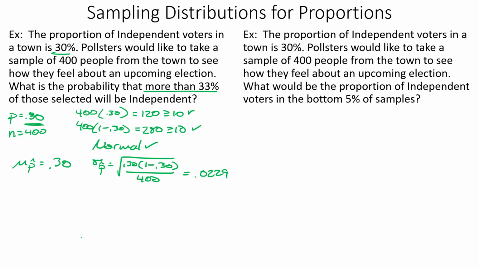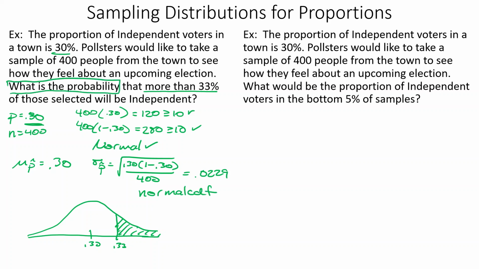So now we want to be more than 33%. So we take a look at our normal distribution here, which we found out it's normal. The mean is 0.30. 33% would be somewhere up above it here. And we want to be above that, more than 33. So we want to know this area. Well, if we want to know this area, or this probability, that's normal CDF. It says, what is the probability? That tells us for sure it's normal CDF. The lower bound here is the 0.33. The upper bound here is something big. You can go to 1 or you can go up to like 100 or something.